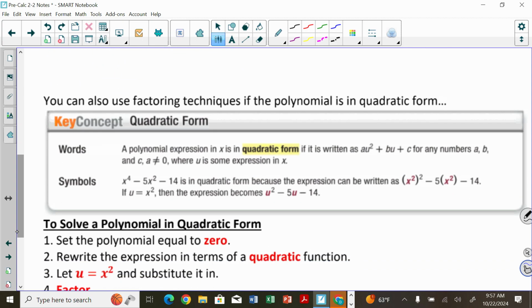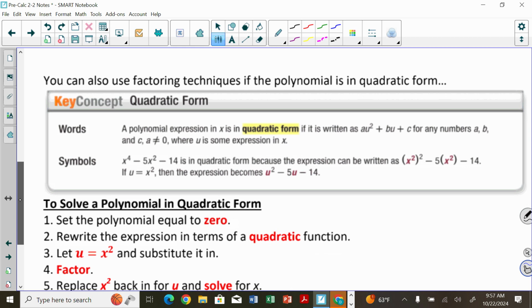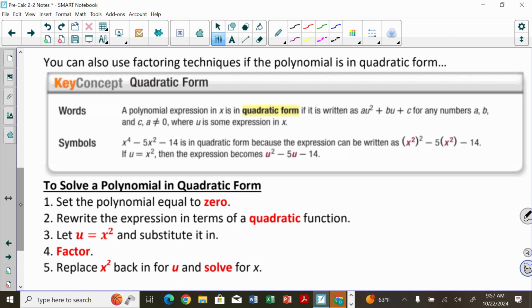All right. So we can also use factoring techniques, right? Even if it's in the quadratic form. And so let's talk about the quadratic form and what happens here. In this case, a polynomial we would say is in quadratic form if it is written in this form, au squared plus bu plus c, for any numbers a, b, and c, where a can't be 0, and u is some expression of x. What does that mean?